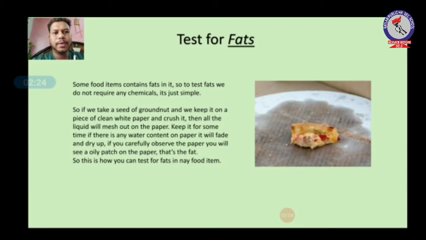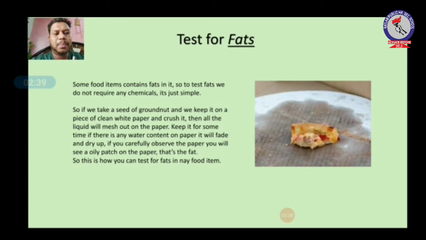Students, the third one is the test for fats. We will take any food item. Suppose this is a piece of pizza, it will contain fat. It is a simple process. We do not require any chemical. We need just a piece of white paper.